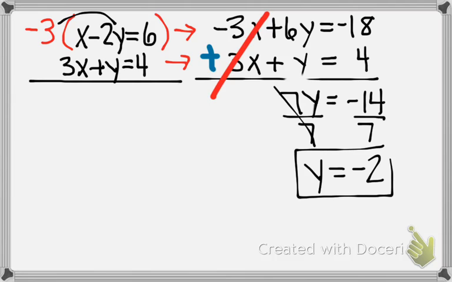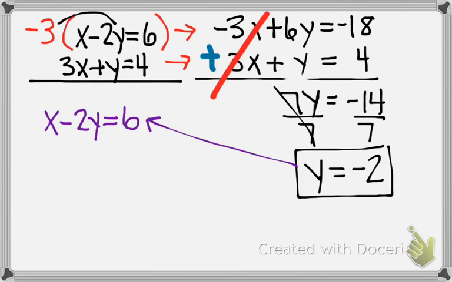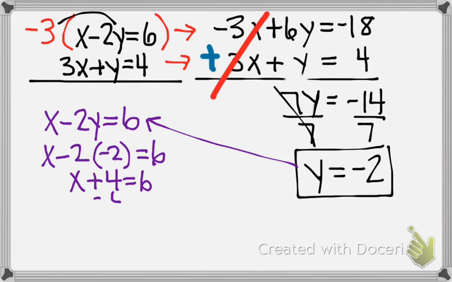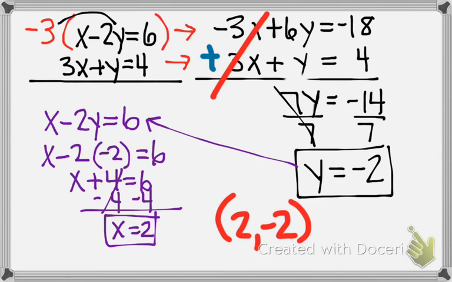Now that I know y equals negative 2, I can plug it back into one of the equations. It does not matter. I'm going to choose the first one. x minus 2y equals 6, and plug in negative 2 for y. So x minus 2 times negative 2 equals 6. When you subtract 4 from both sides, x will equal 2. So my ordered pair is 2, negative 2.